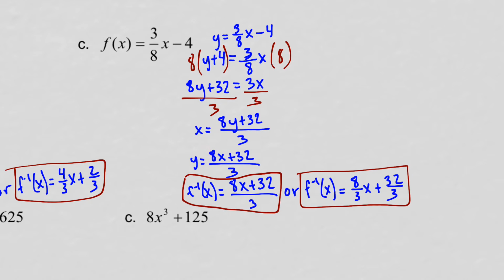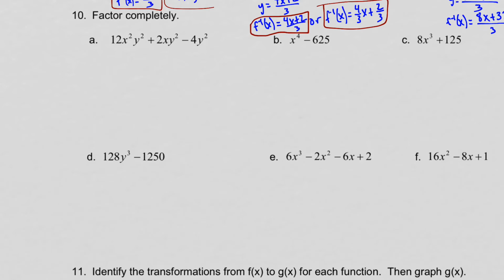Changing the x with the y, it's 8x plus 32 over 3. Made it f inverse. I left it in this form here, and then in this one over here, I shared the 3 with both terms in the numerator. 8 over 3x plus 32 over 3. Alright, let's move on to number 10, factoring.